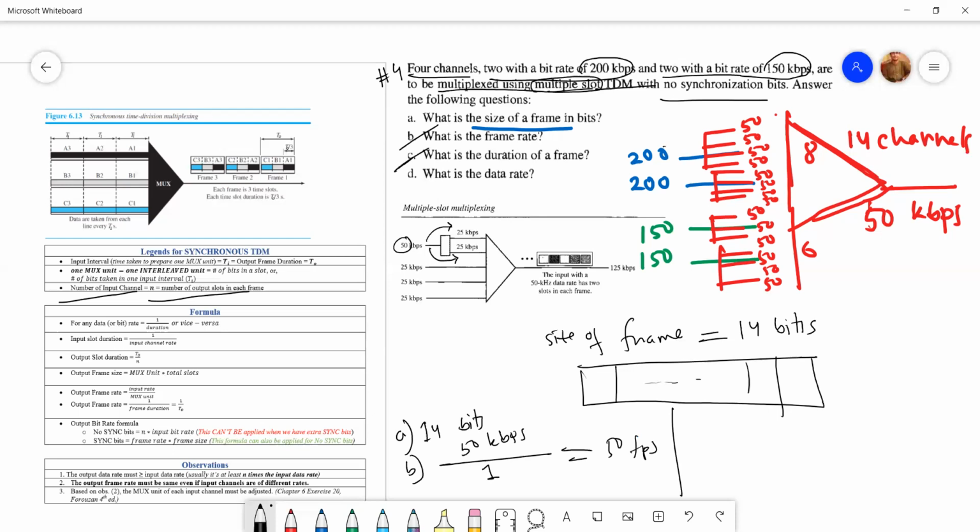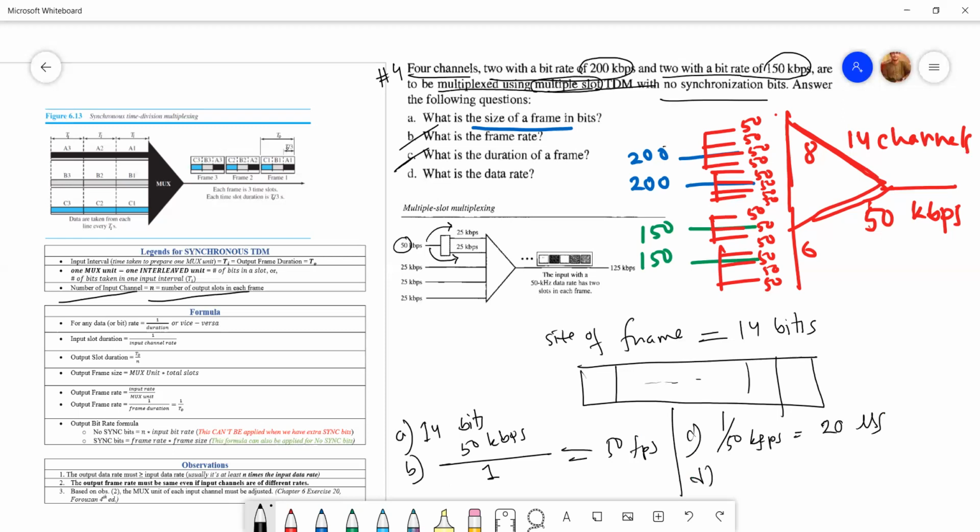Let's do question number C. What is the duration of a frame? Simply reverse it: 1 divided by 50 kfps. So that will be 20 microseconds.